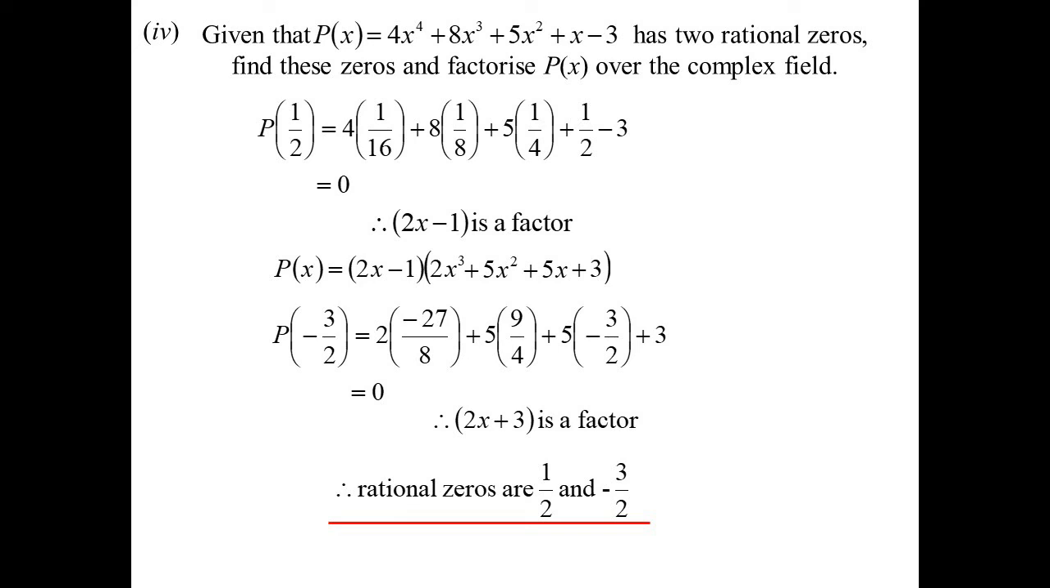Now we've got to factorise the whole thing. But we know 2x minus 1, 2x plus 3 are 2 factors. That means the leading term must be x squared in the other one. The constant must be 1. Just got to work out how many x's go in there. All right, well, we know we should end up with 1x.